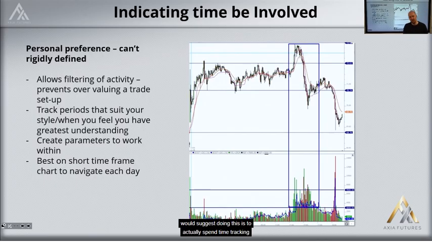So one way that I would suggest doing this is to actually spend time tracking where you performed well, what conditions you feel most comfortable in. And to start with, this could literally be a case of noting down time. Note down the periods where you felt that the market was most conducive to your style, where things made the most sense, where things moved in a way that you felt you understood. Note those down. Start to look at the volume during those periods. That's how I came up with something I'm going to show you coming up in a moment. So that I can then say, right, I don't need to be involved here. It's a great way of just filtering out trades that otherwise are tempting.